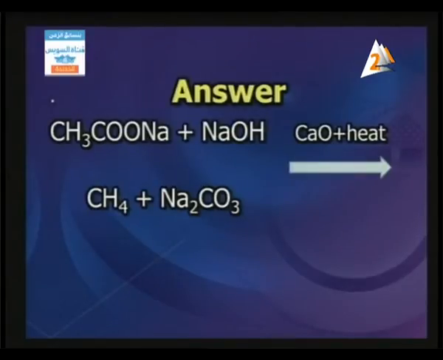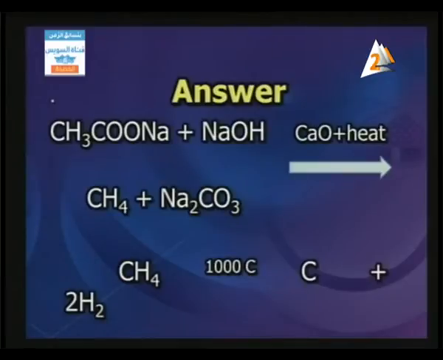After that, we have the products CH4 and Na2CO3. So here, we have the methane plus sodium carbonate. And after that, from this reaction, we get the methane and put it under high temperature, about 1000 degrees centigrade, to get carbon plus hydrogen. It is the decomposition of the methane gas to carbon atoms and the hydrogen that evolves from this reaction.